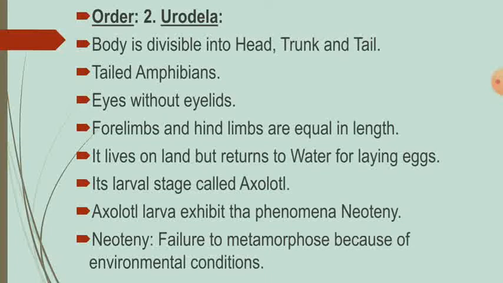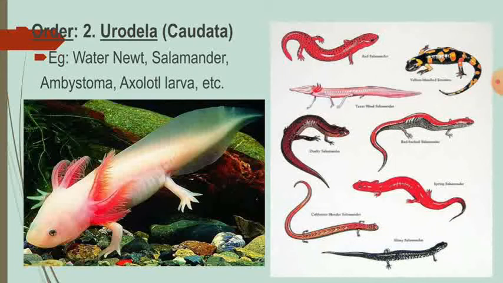So here the axolotl larva exhibits the phenomenon that is neoteny, which means failure to metamorphose because of environmental conditions. That is called neoteny. You can see in this image the presence of an axolotl larva. A single image is there now. So that is the axolotl larva.